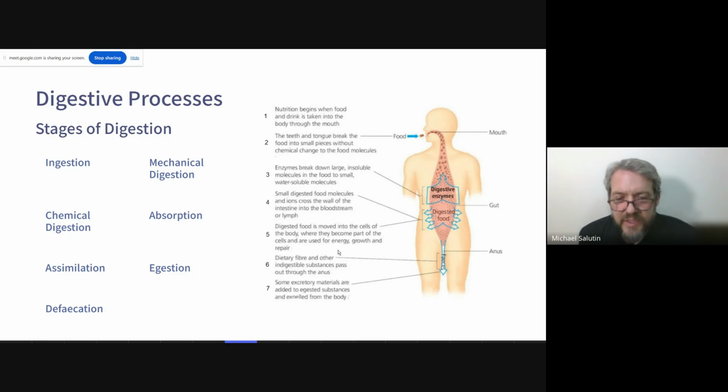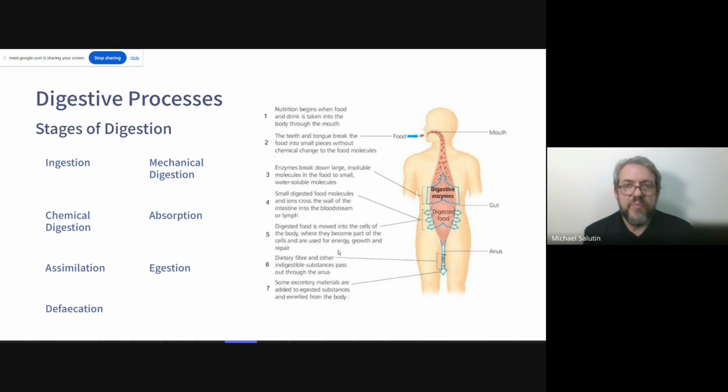Okay, and then finally, at a certain point, before the very end, some excretory materials, basically toxins and things, are added to these digested substances, and then they're expelled from the body, and that is called defecation. So that is the final step, number 7, defecation.